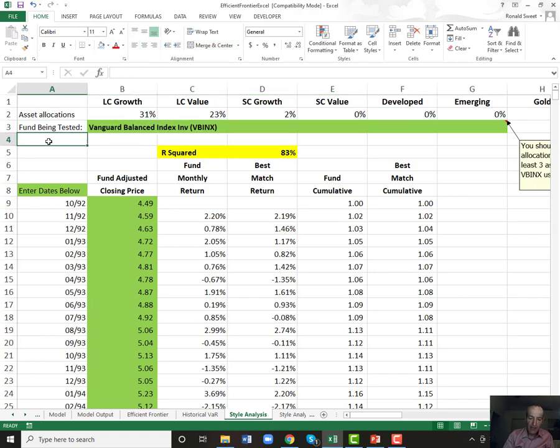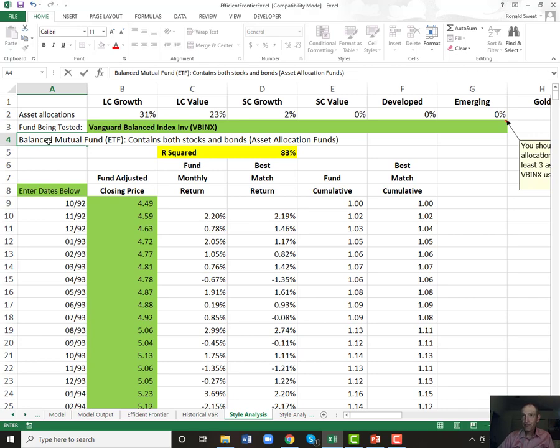So what you want to find is a balanced mutual fund, or ETF. It can be either one. What does balanced mean? It contains both stocks and bonds. Sometimes these are called asset allocation funds. Just depends. So you want to find some type of balanced fund. So how do you do that? Let me show you a few ways you can go look for one.